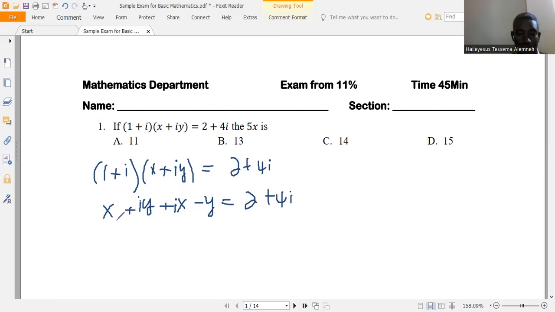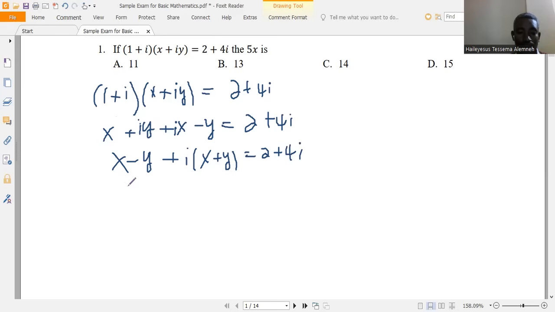So collecting real parts together and imaginary parts together, (x - y) + i(x + y) is equal to 2 + 4i. So equating the imaginary part to the imaginary part and the real part to the real part. So x - y is equal to what?